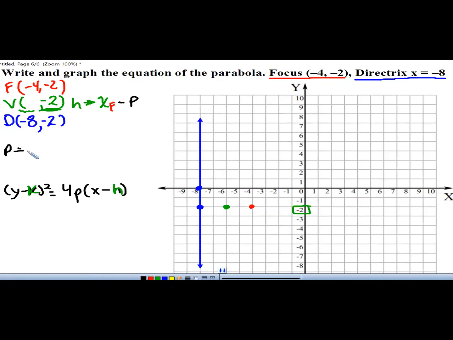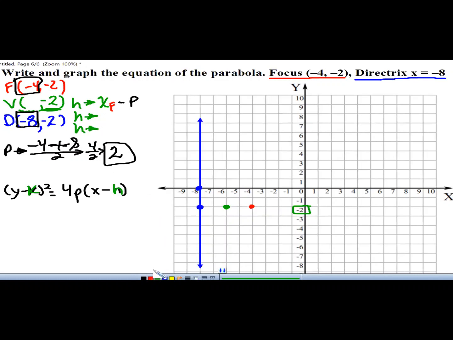What is p? Well, Avery was saying you take the x of the focus, -4, minus the x of the directrix point, -8. Subtract those and divide by 2. Here we have negative times the negative is a positive. So -4 plus 8, that's 4. Divided by 2, that's 2.